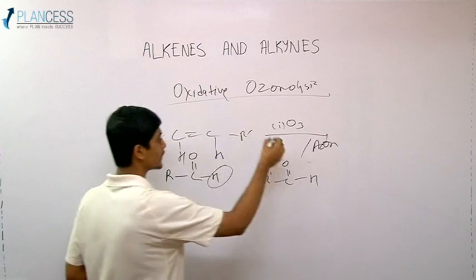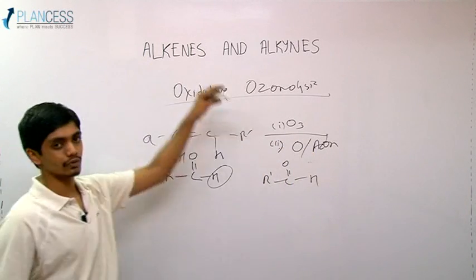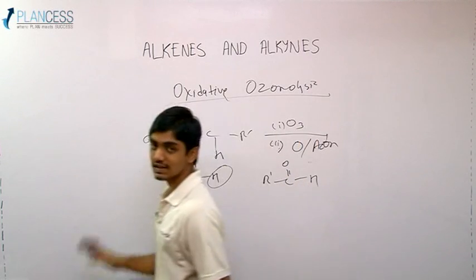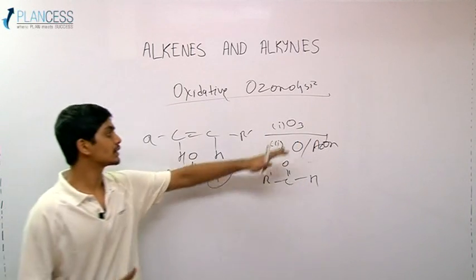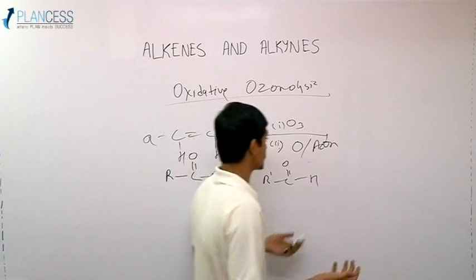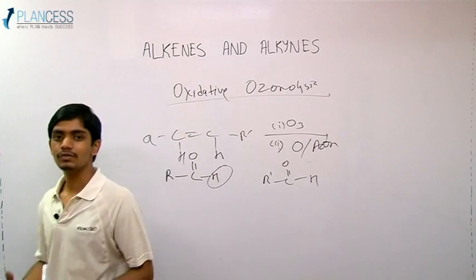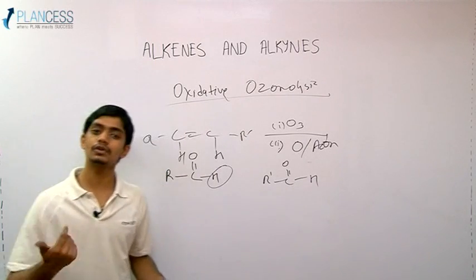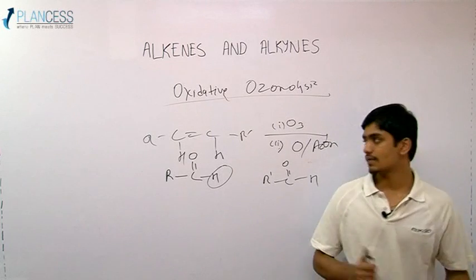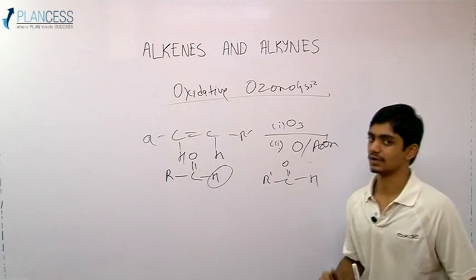So if we don't have zinc over here, then what we get is oxidative ozonolysis. A very simple thing, but just in case in the exam O3 and this reagent is given, you should not get surprised or panic. You must know the role of zinc, and depending on the role of zinc, we can easily write the products. Fine. So this was about oxidative ozonolysis.